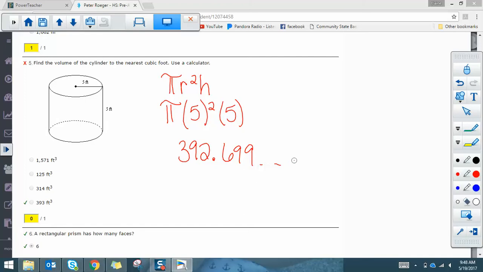392.699 and then several other numbers. So you can see that would round to 393. If you use 3.14 for pi, you get 392.5, which also still rounds to 393. So 393 feet cubed.